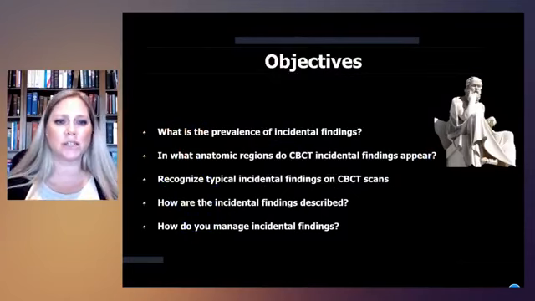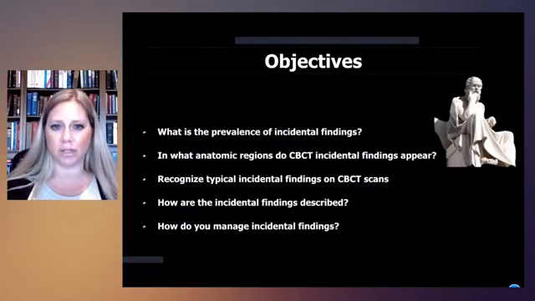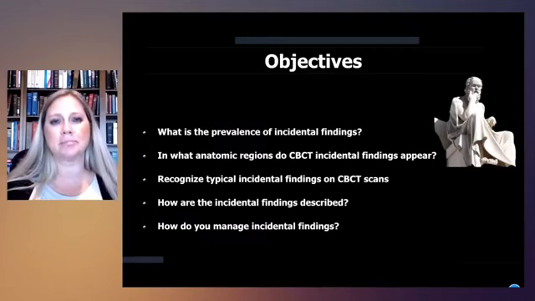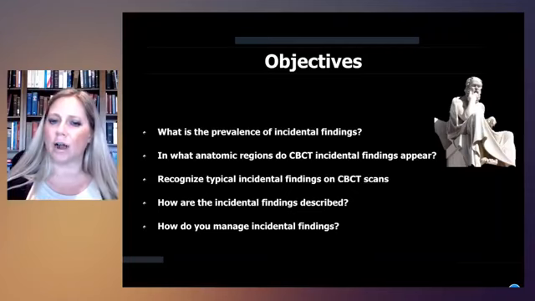So our objectives for today are really talking about the prevalence of incidental findings, what anatomical regions we might find these findings in, and how do we describe them, and more importantly, what do we do with them?